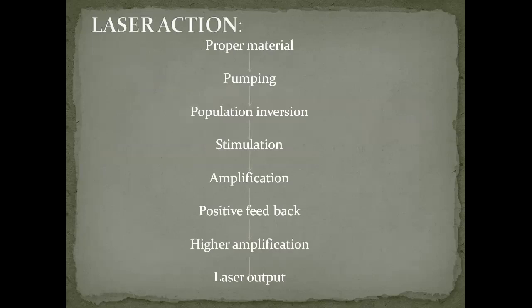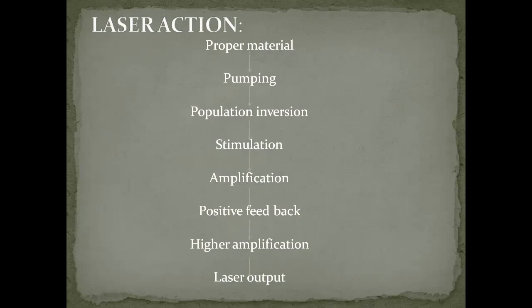Once the atoms are lifted to higher energy levels, we should create one condition called population inversion, so that stimulated emissions will happen. Population inversion means we should make the atoms in the higher energy level greater than the atoms in the lower energy level. If such a condition is created, then the atoms will go for stimulation. Due to stimulated emission, 2 photons will be released. So what happened here? A single photon incident on the higher energy level atoms produces 2 photons.